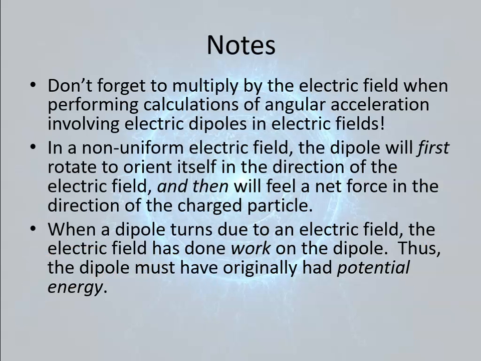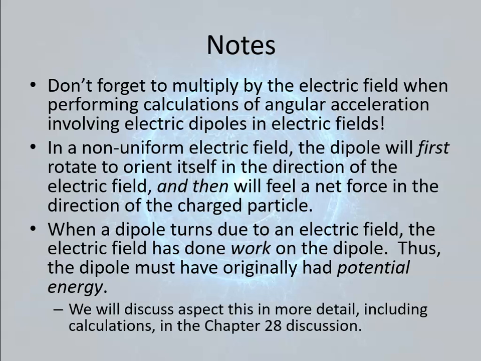So just some things to keep in mind. Don't forget to multiply by the electric field when you're performing calculations, say of angular acceleration, that involve electric dipoles and electric fields. And if it's a non-uniform electric field, keep in mind that first the dipole will rotate and orient itself in the direction of the electric field, and then it's actually going to feel a net force, because if the electric field is non-uniform, one of the charges will be in a region of different electric field than the other charge after it's oriented itself, rotating in place. So at that point, the thing is going to end up moving. So that's something to keep in mind.